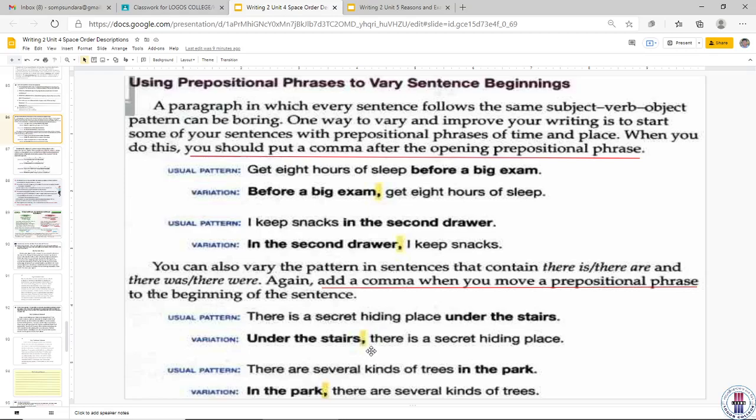Notice here, it says there is. So when you use there is, there are, you have to use a comma if you're going to move the prepositional phrase. Even though this is a prepositional phrase of location, there is, there are requires you to use a comma if you write the prepositional phrase before it.